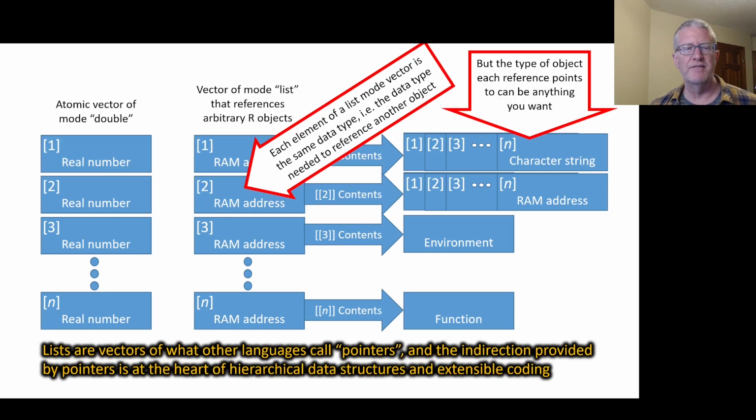Ultimately, lists are vectors of what other languages call pointers, or pointers to other locations in memory. The indirection you get from pointer-like data structures is the heart of building hierarchical data structures, which we'll get into later in the class. But it's also, if you get further into using pointers in computer programming, central to how we make our programs extensible, or how we program plug-and-play software. That's not really central to this course, but indirection is central to that effort in software engineering.